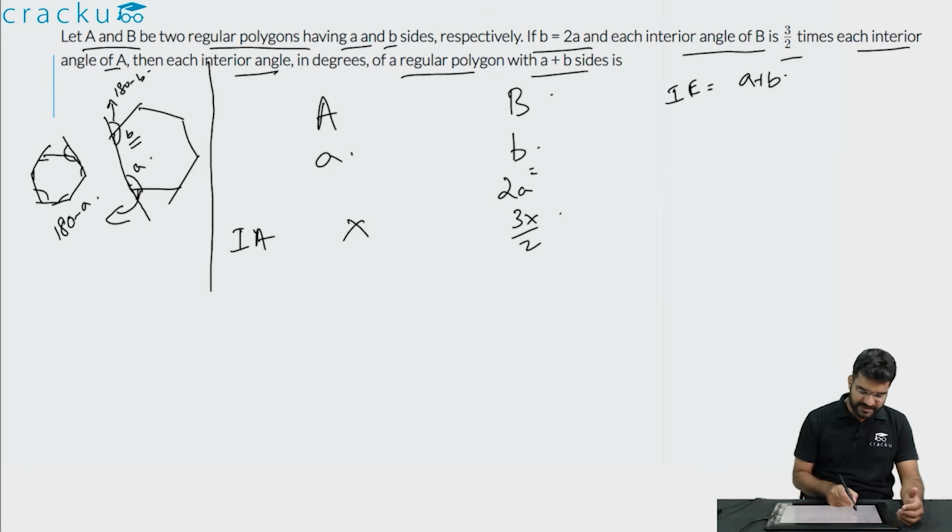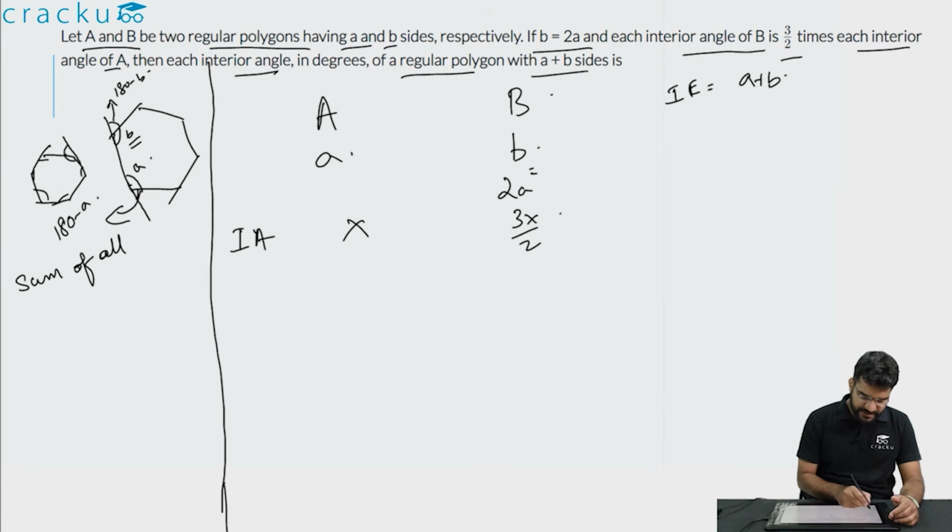Now there are many formulas that you can remember with respect to interior angles and exterior angles, but the one formula that I use to avoid confusion is that the sum of all the exterior angles of any convex polygon is equal to 360 degrees. So if you have many exterior angles, the sum of all the exterior angles of any convex polygon is equal to 360 degrees.